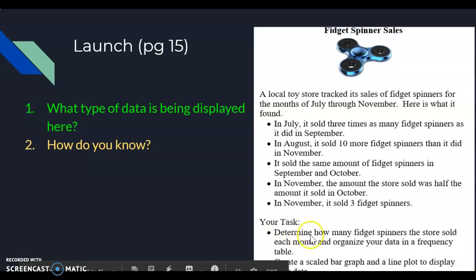Your task: you have to determine how many fidget spinners the store sold each month and organize your data in a frequency table. Also create a scale bar graph and a line plot to display the data. And those particular tasks are going to be on the next slide.